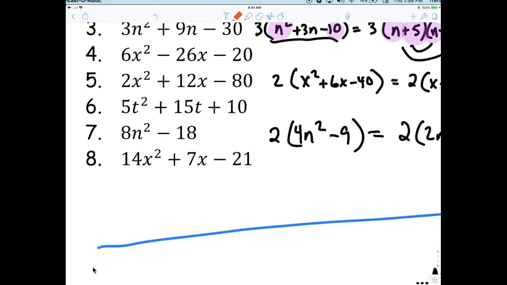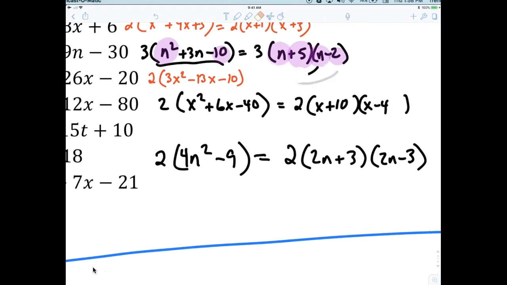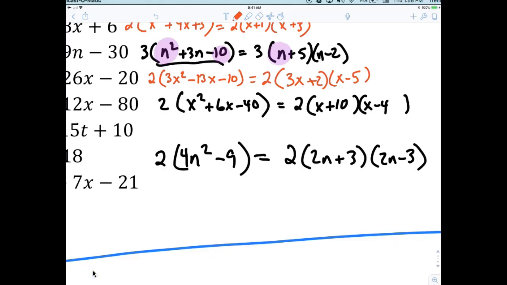Now we're on number 4. Again, what's common? 2. All right, so let's pull out a 2. Minus 13x minus 10. And now we're going to factor that. 2 times 3x plus 2 and then x minus 5. And again, I just think you guys should get in the habit of checking. There's 2x and negative 15, which makes the negative 13.